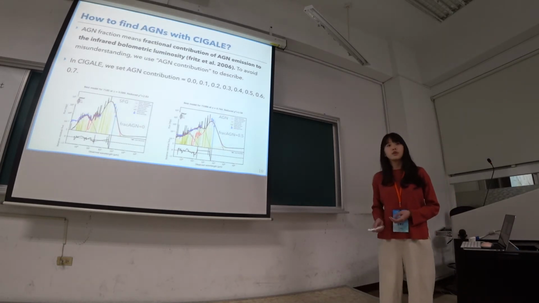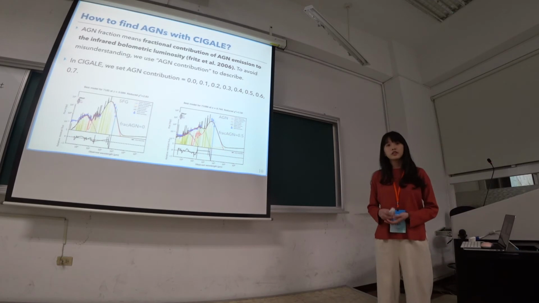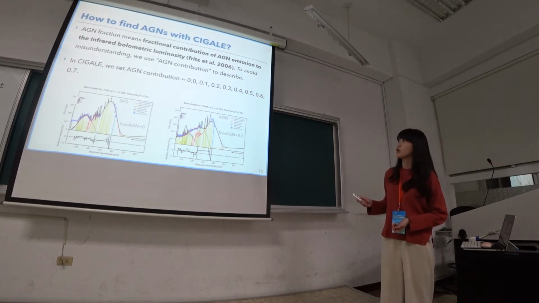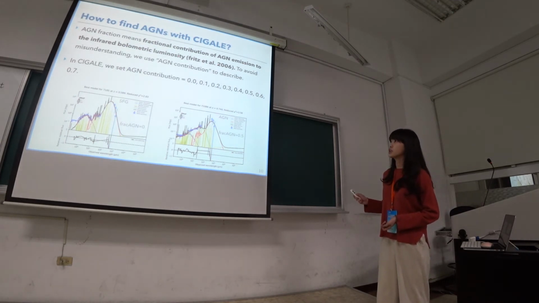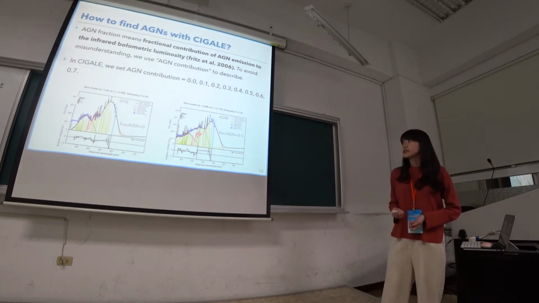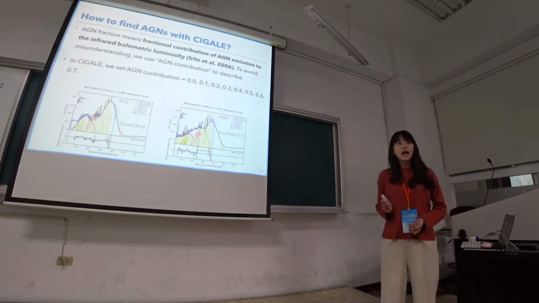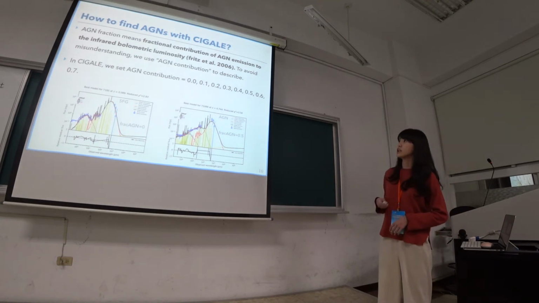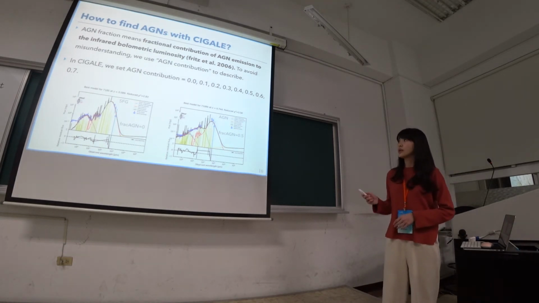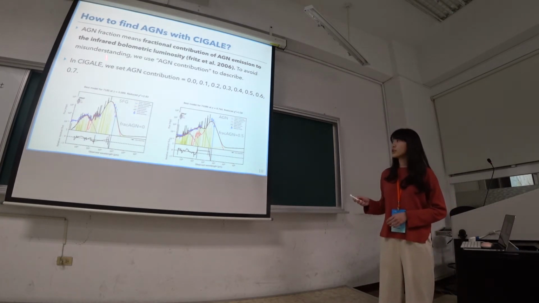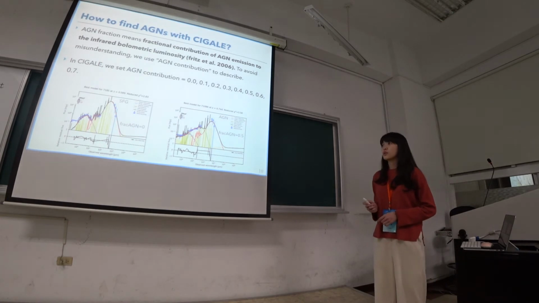How can we find AGNs with CIGALE? In CIGALE, there are many modules we can use, and there is one parameter in each model called AGN fraction. This means the fractional contribution of AGN emission to the infrared bolometric luminosity. That means if the AGN fraction is higher, there is higher AGN activity in this source. And to avoid misunderstanding from other literature, we use AGN contribution instead. In my work, we set AGN contributions from 0 to 0.7.